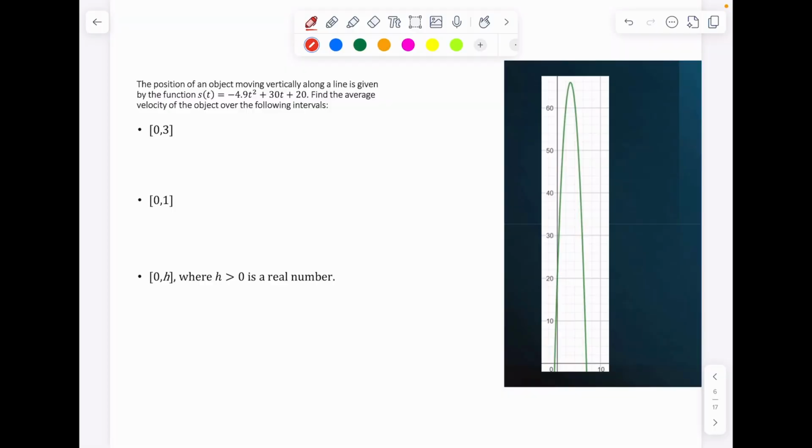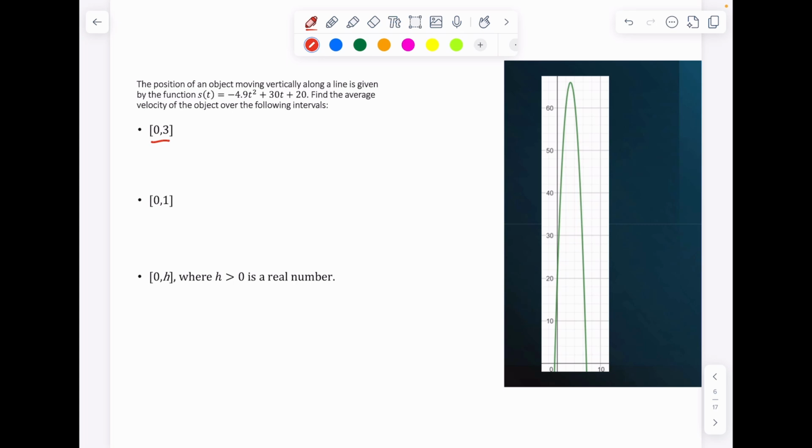We're given the vertical height of an object with the function s of t, where t is time. And what we want to do is find the average velocity of this function over a couple of different intervals. The first interval we're going to look at is the interval from t equals 0 to t equals 3.